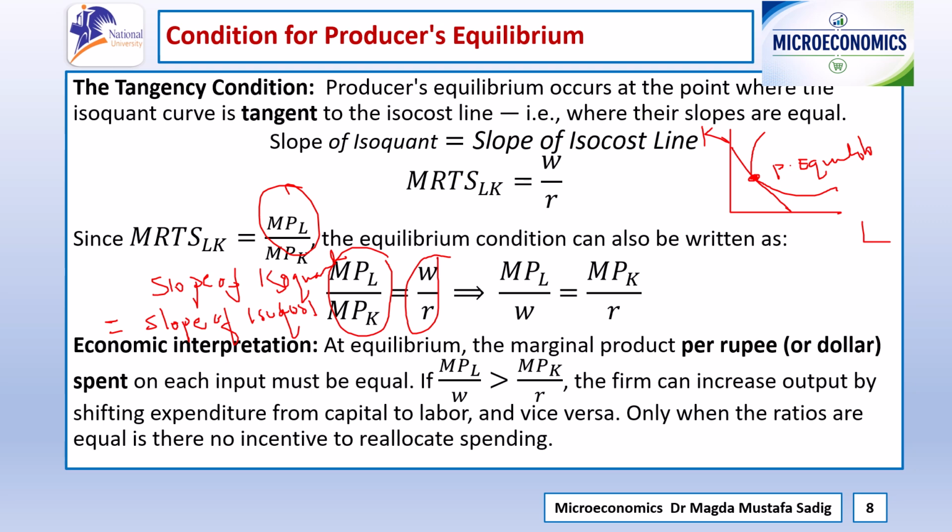It means every dollar spent on labor generates exactly the same additional output as every dollar spent on capital. Suppose $1 spent on labor produces more output than $1 spent on machinery. The producer should hire more labor and reduce machinery. Likewise, if machinery is more productive, the producer should invest more in capital. Only when these two productivity ratios are equal does the producer have no incentive to change the input combination. This is true producer equilibrium.